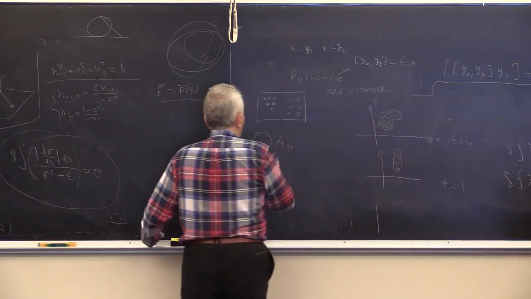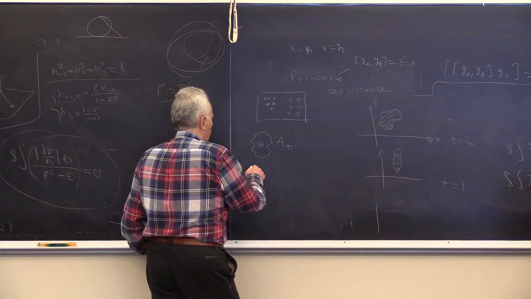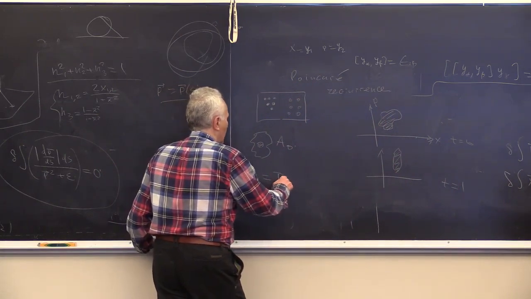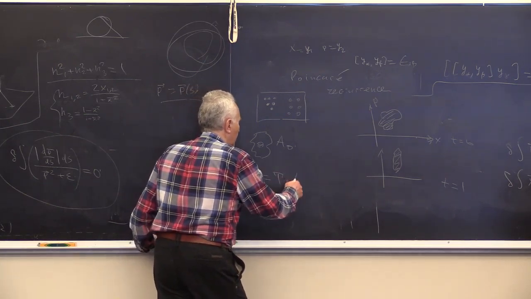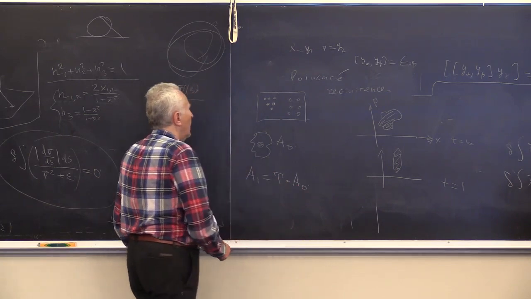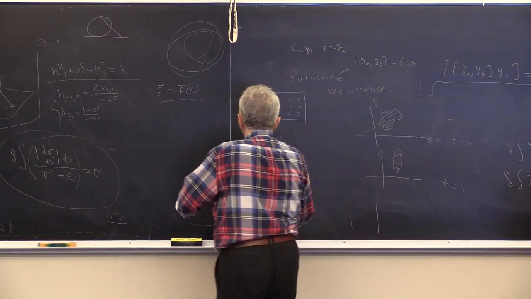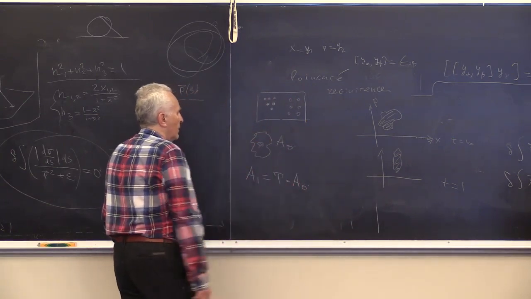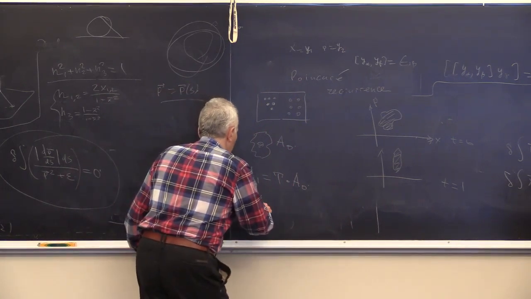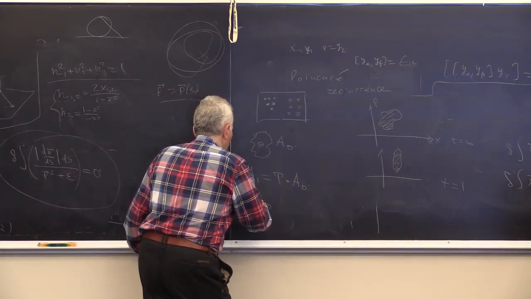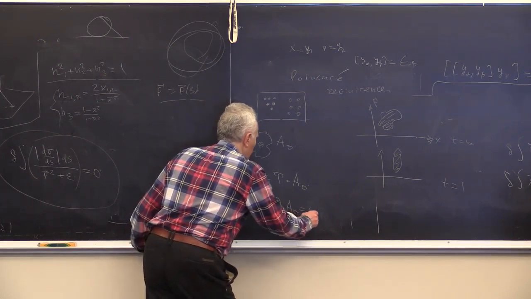So in other words, at time 1, I will get the set A1, which I will denote by transformation T applied to A0. By the assumption that it will never return, we say that TA0, its intersection with A0, is equal to 0.